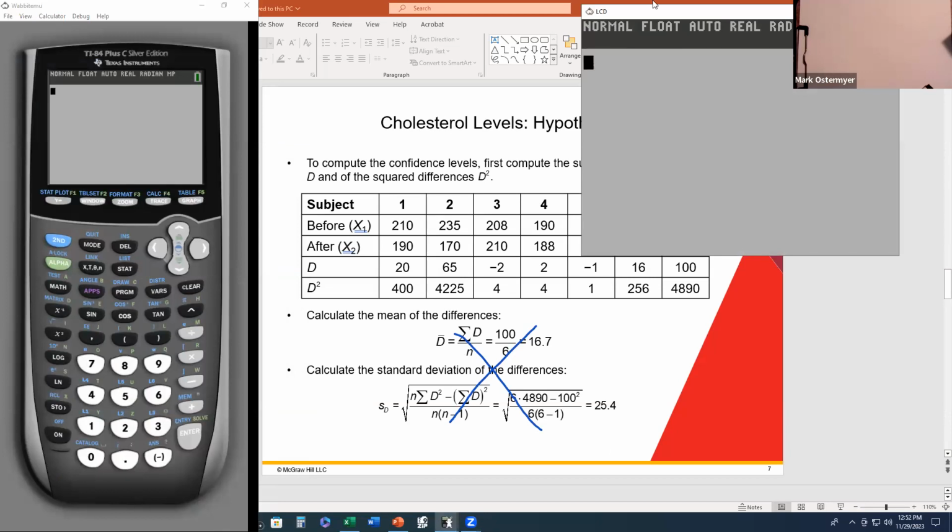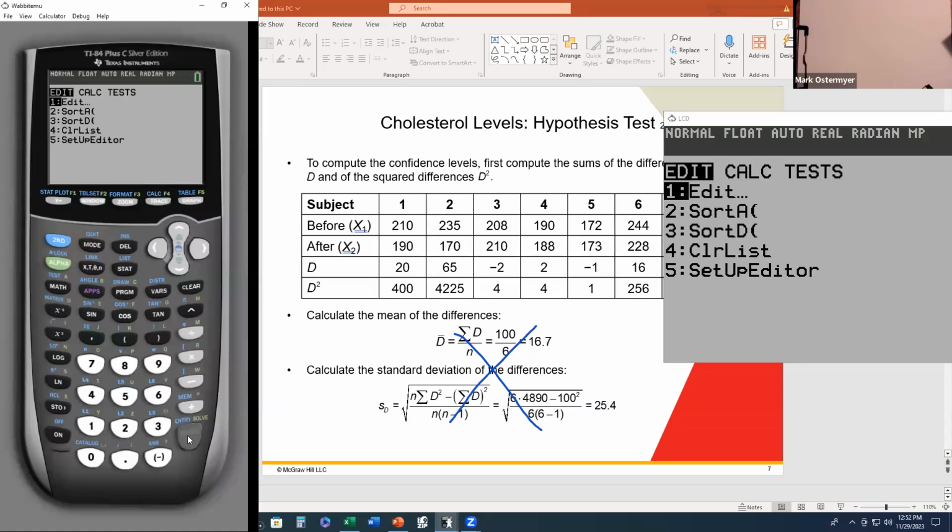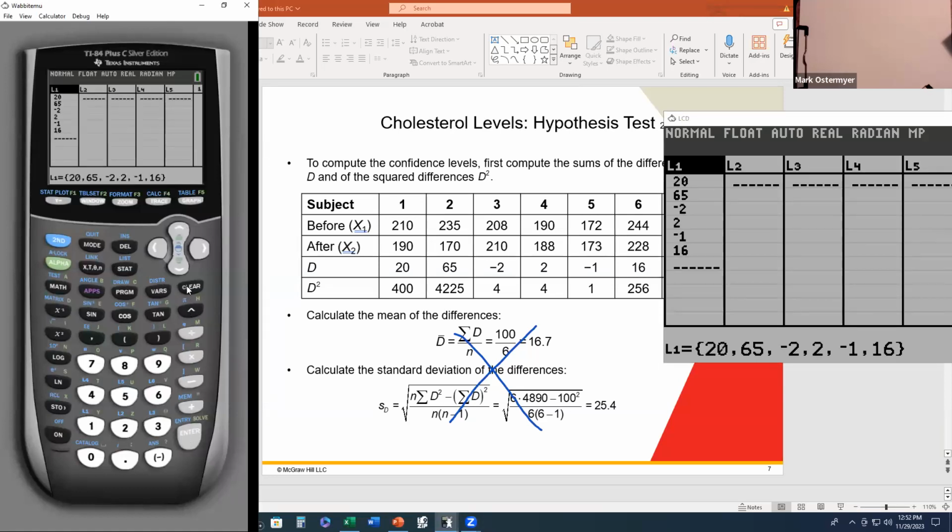And what we're going to do is, look what you could do. You could even do it this way here. Okay. In list 1, you could type in the cholesterol levels before the mineral supplement was taken. So 210, 235, 208, 190, 172, 244.